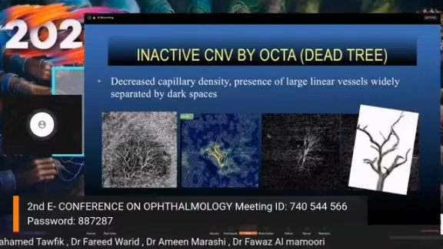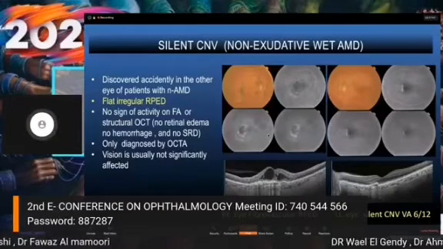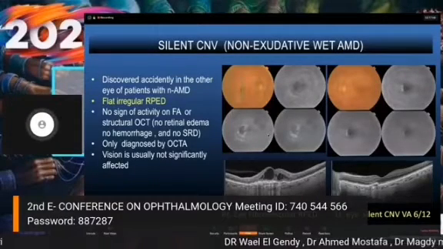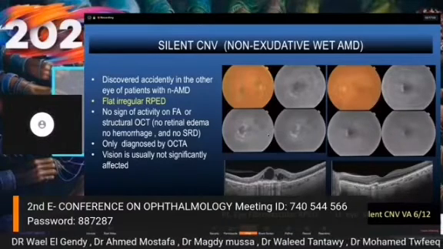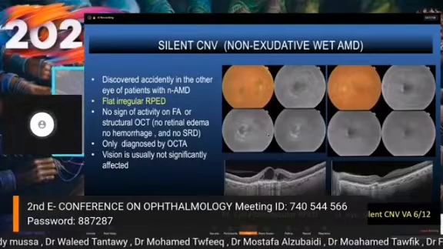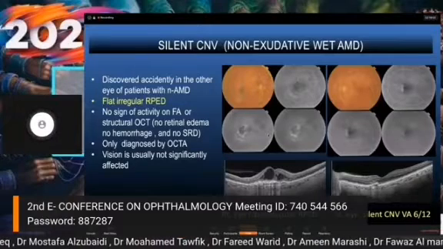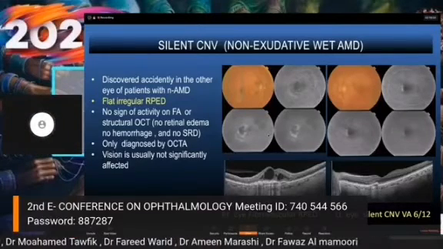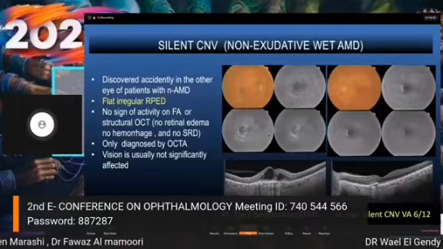Let me go over when I do OCTA in cases of CNV. Not all of the cases, because fluorescein and OCT again is quite good enough. But let's go and discuss in a couple of slides what is the meaning of non-exudative wet AMD. We used to classify AMD into dry and wet, and the wet is the exudative because of the fluid. There is a third category called non-exudative wet AMD. Where do we find that?